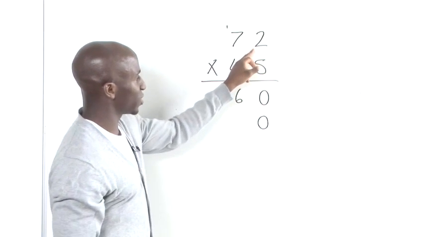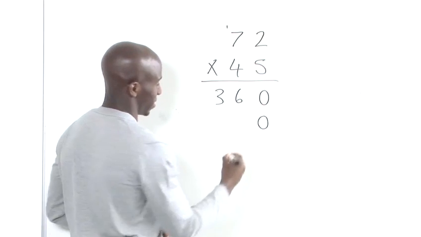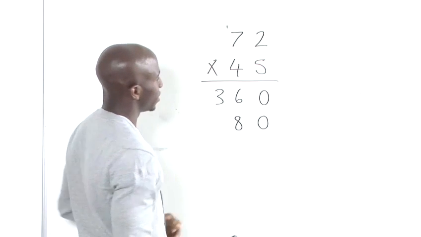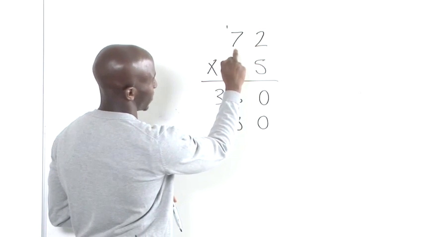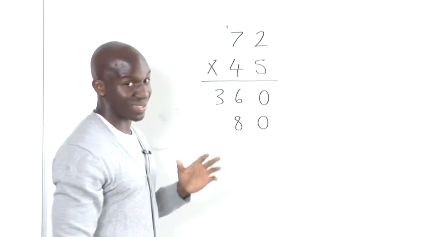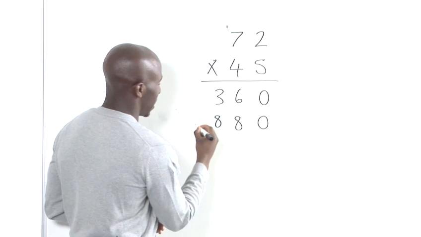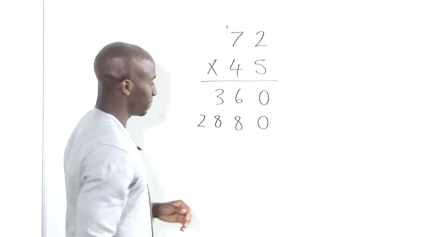So 4 times 2 gives us 8, okay? And there's nothing to carry on. So 4 times 7 is going to be 28. So we're going to place the 8 here and then put the 2 here.